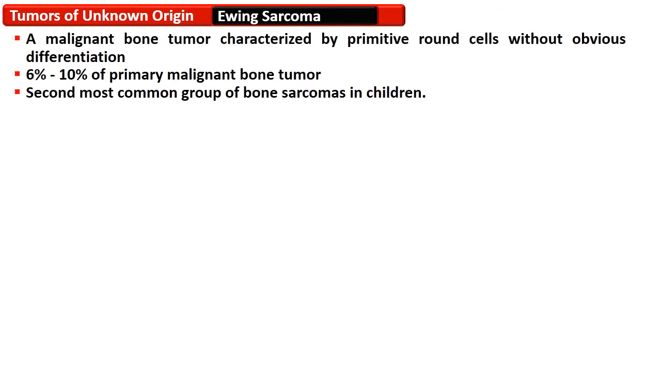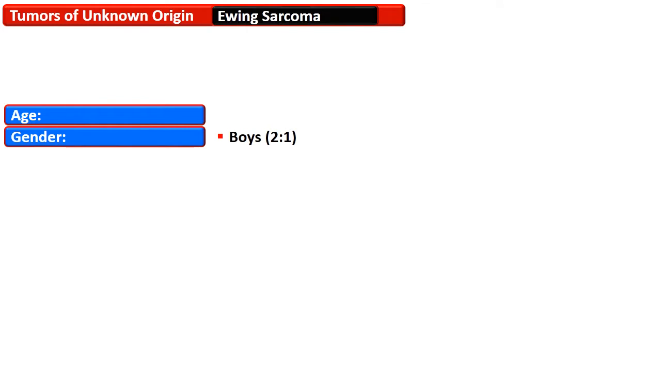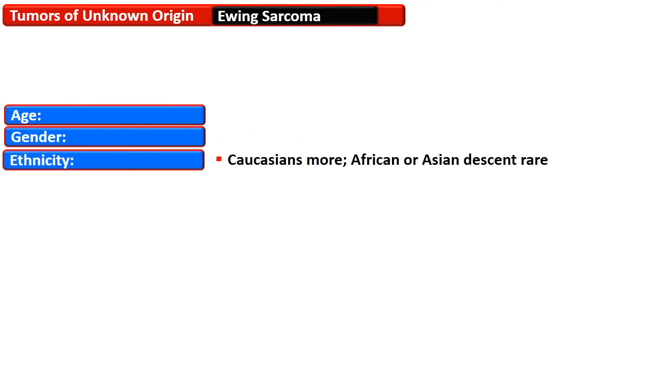The malignant tumor of unknown origin is Ewing sarcoma. This is a malignant bone tumor characterized by primitive round cells without obvious differentiation, and this Ewing sarcoma accounts for about 6 to 10% of the primary malignant bone tumors. It is the second most common group of bone sarcomas in children, and it affects children below the age of 20 years. 89% of the cases are within the first 2 decades of life. It is twice as common in males than in females, and more common in Caucasians.